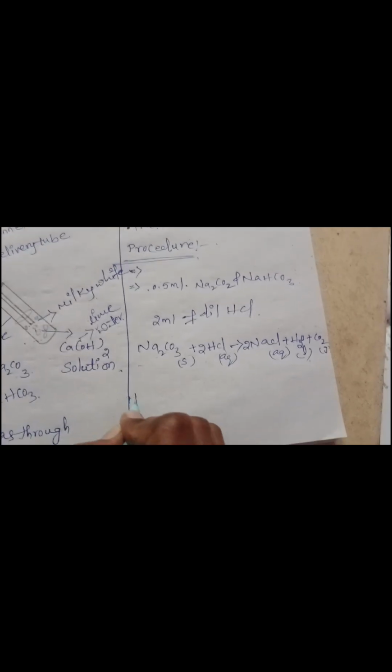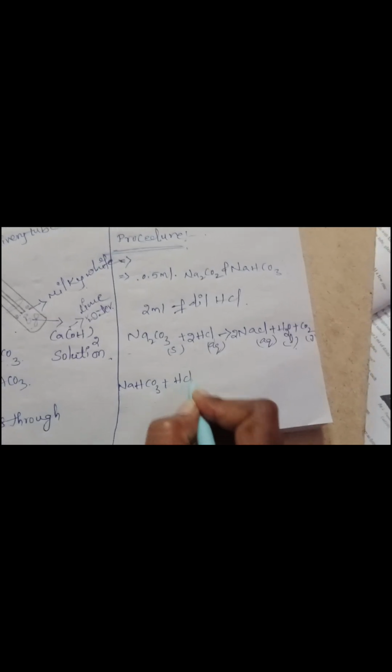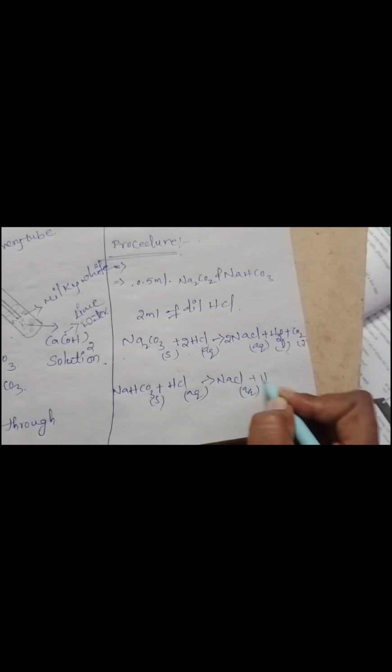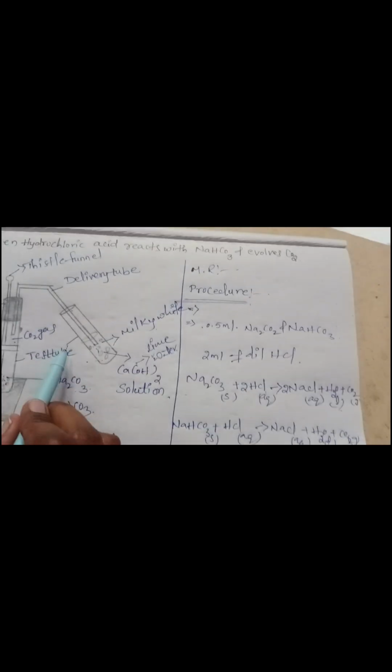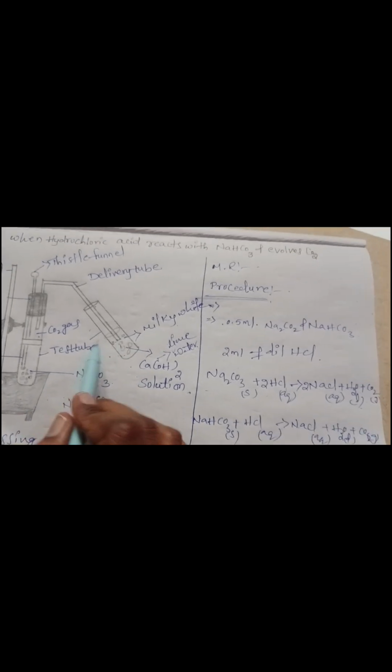Similarly, in place of sodium carbonate, we take sodium hydrogen carbonate. When sodium hydrogen carbonate reacts with the hydrochloric acid, it releases NaCl plus H2O plus carbon dioxide gas. This carbon dioxide then passes through the calcium hydroxide or lime water solution.